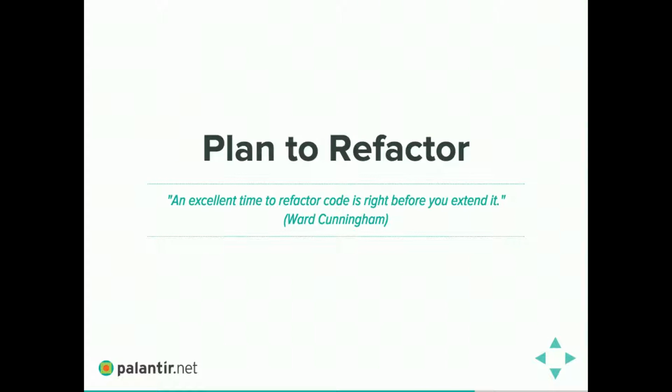One way to do this is building it into your development cycle. Ward Cunningham even suggested an excellent time to refactor is right before you extend it. Well, when do you extend it? If you're doing Agile, that's going to be in between sprints, right? So in between features that you're working on. Another way to approach this might be to build refactor time into your estimates on features.